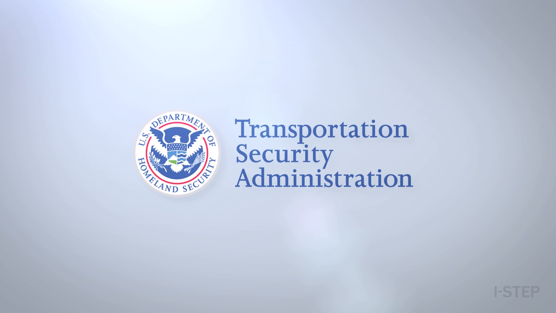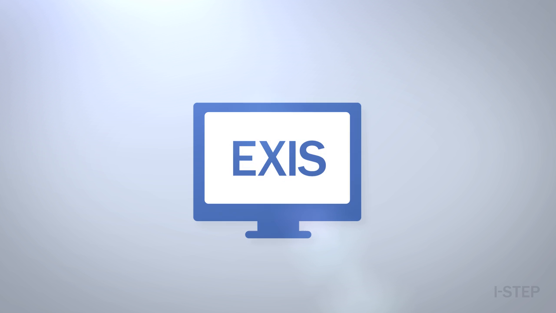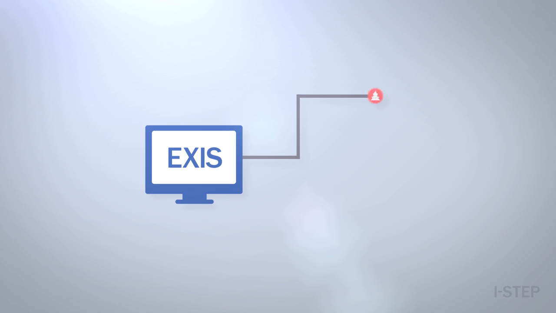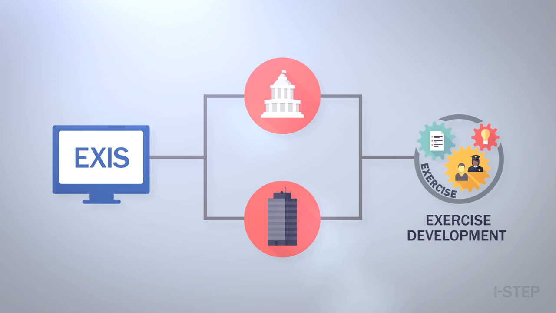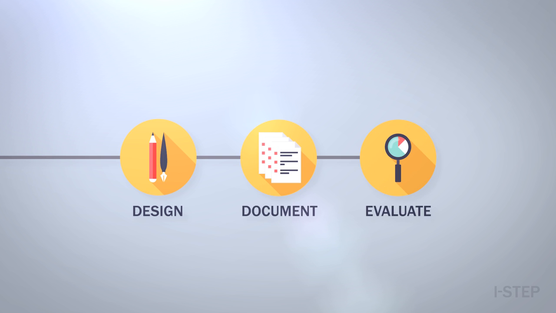What is EXIS? The Transportation Security Administration's Exercise Information System, or EXIS, is an online exercise platform that guides government and industry users through the exercise planning process. The system provides a flexible framework to design, document, and evaluate exercises for all transportation modes.